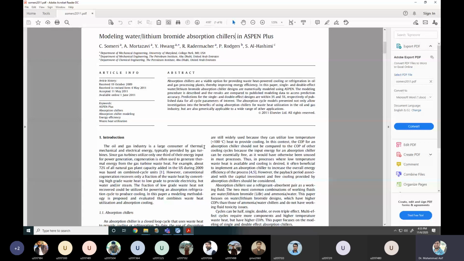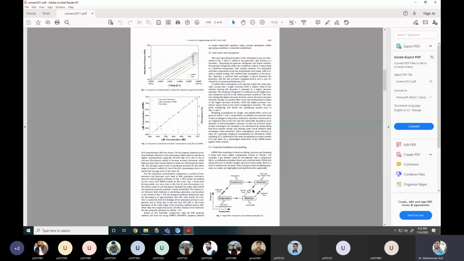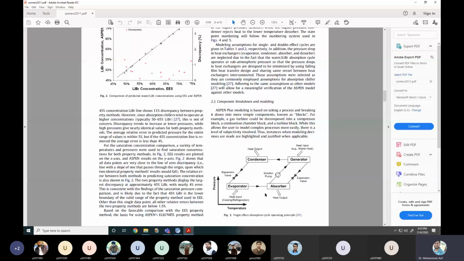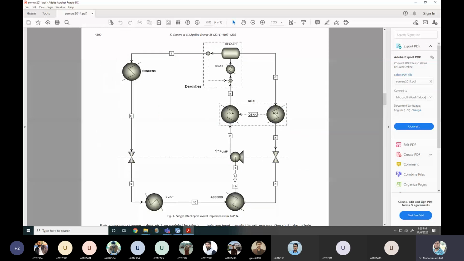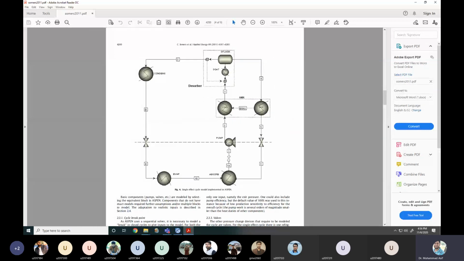absorption chiller. For example, you can see they have modeled the complete absorption model. So this is the model: the evaporator, then absorber, then generator, then condenser. So how did they model that? They use Aspen Plus and model it this way. This is an evaporator. From the evaporator, it enters into the absorber. Then from the absorber, a pump is used. From the pump, it is sent into the generator, then from the generator into the condenser, then from the condenser to the expansion valve, then again to the evaporator.